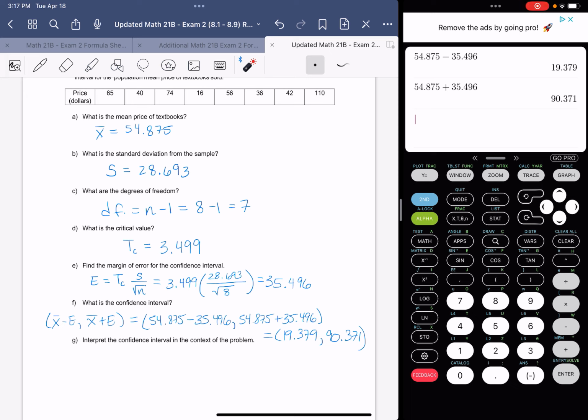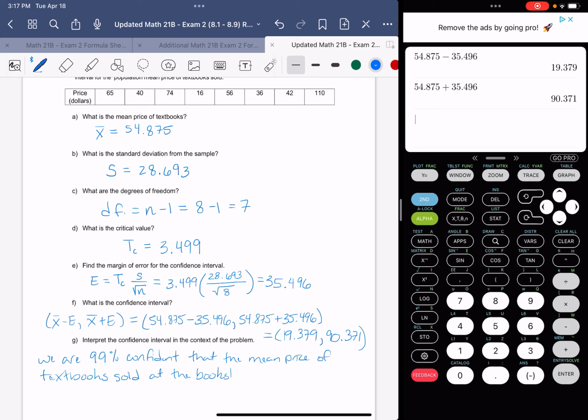All right, part G, interpret the confidence interval. Okay, so we are 99% confident, because that's what we started with, that the mean price of textbooks sold at the bookstore is between, and now since we're really talking about money, I'll go ahead and put it to 2 decimal places, is between $19.38 and $90.37.